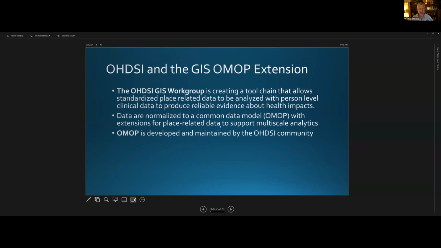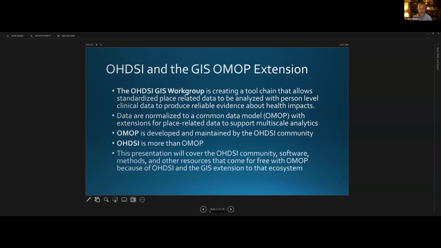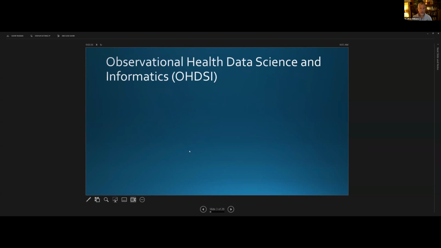OMOP is really designed for clinical data originally. And so we're talking about building on top of something that's already a robust ecosystem for doing analytics with this clinical data. That common data model is built and maintained by the Odyssey community, but there's a lot more to it than just the common data model and its schema and vocabulary. And that's a lot of what I'm going to be covering.